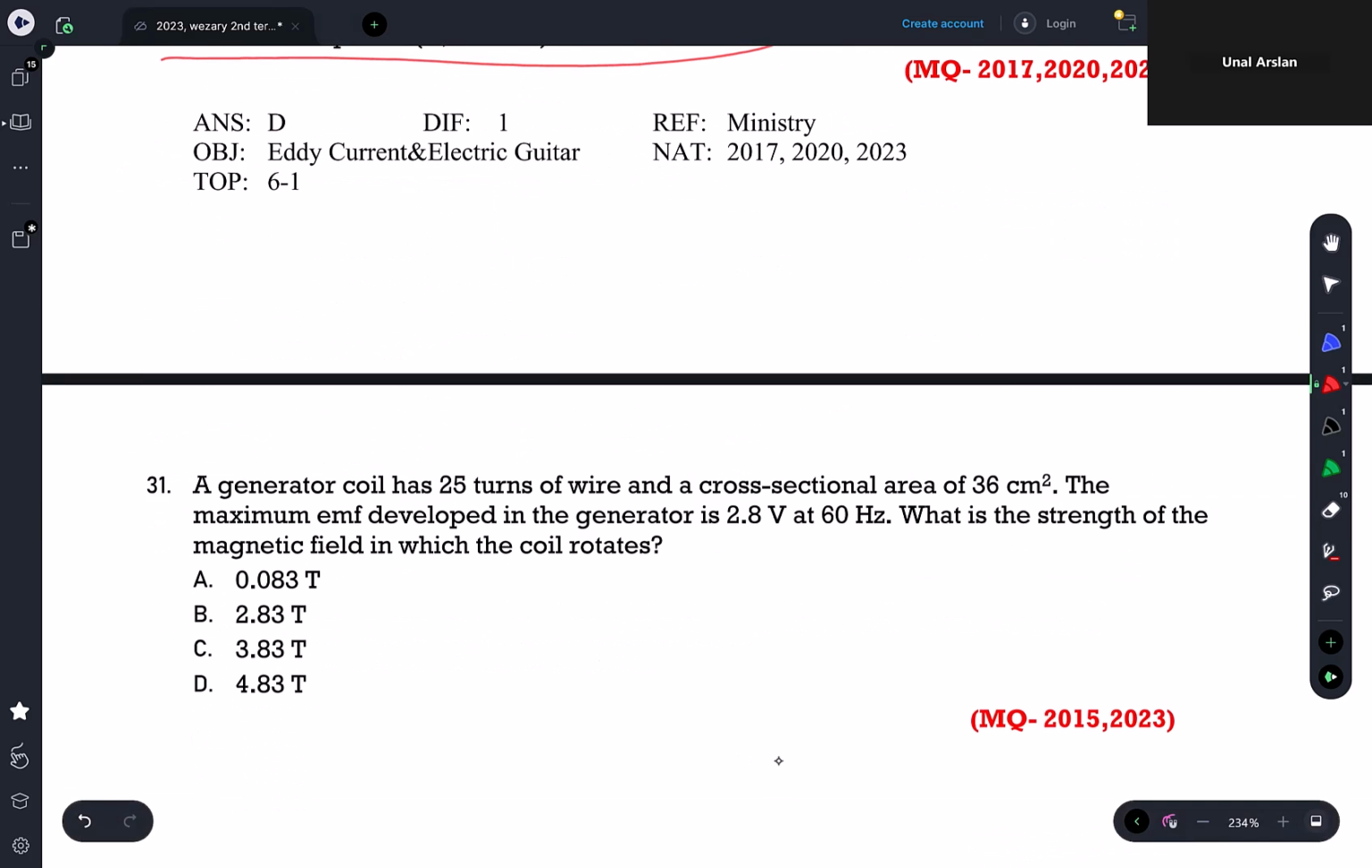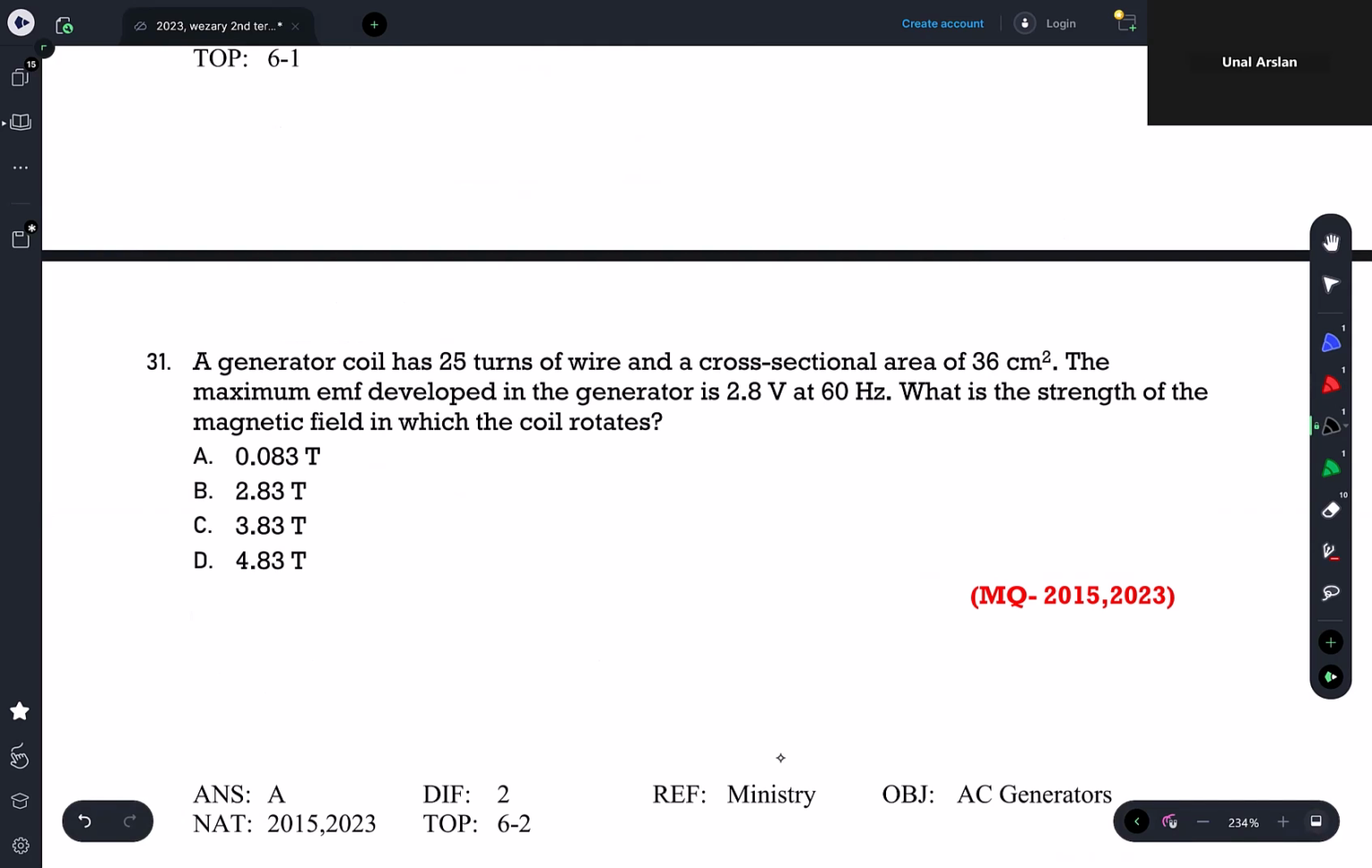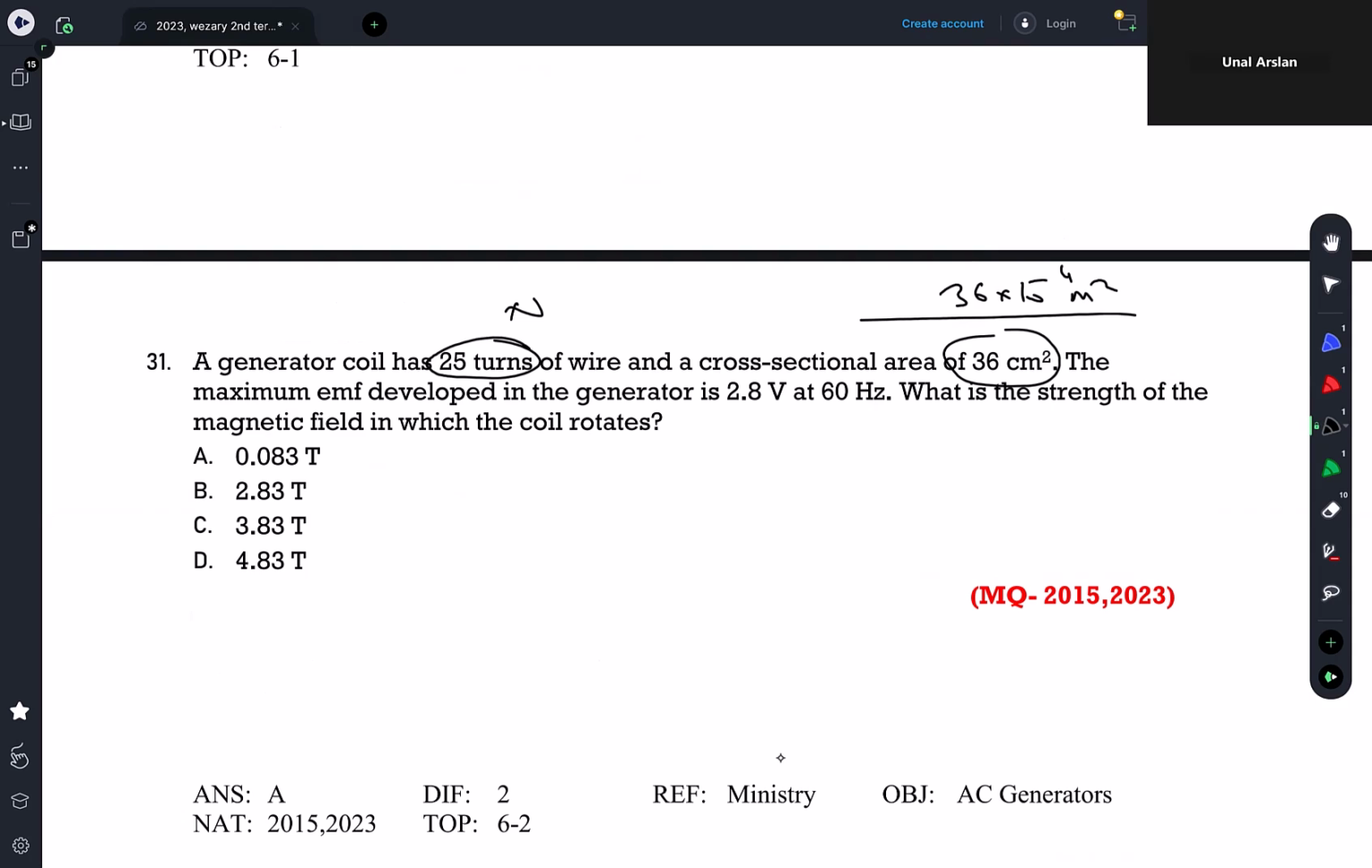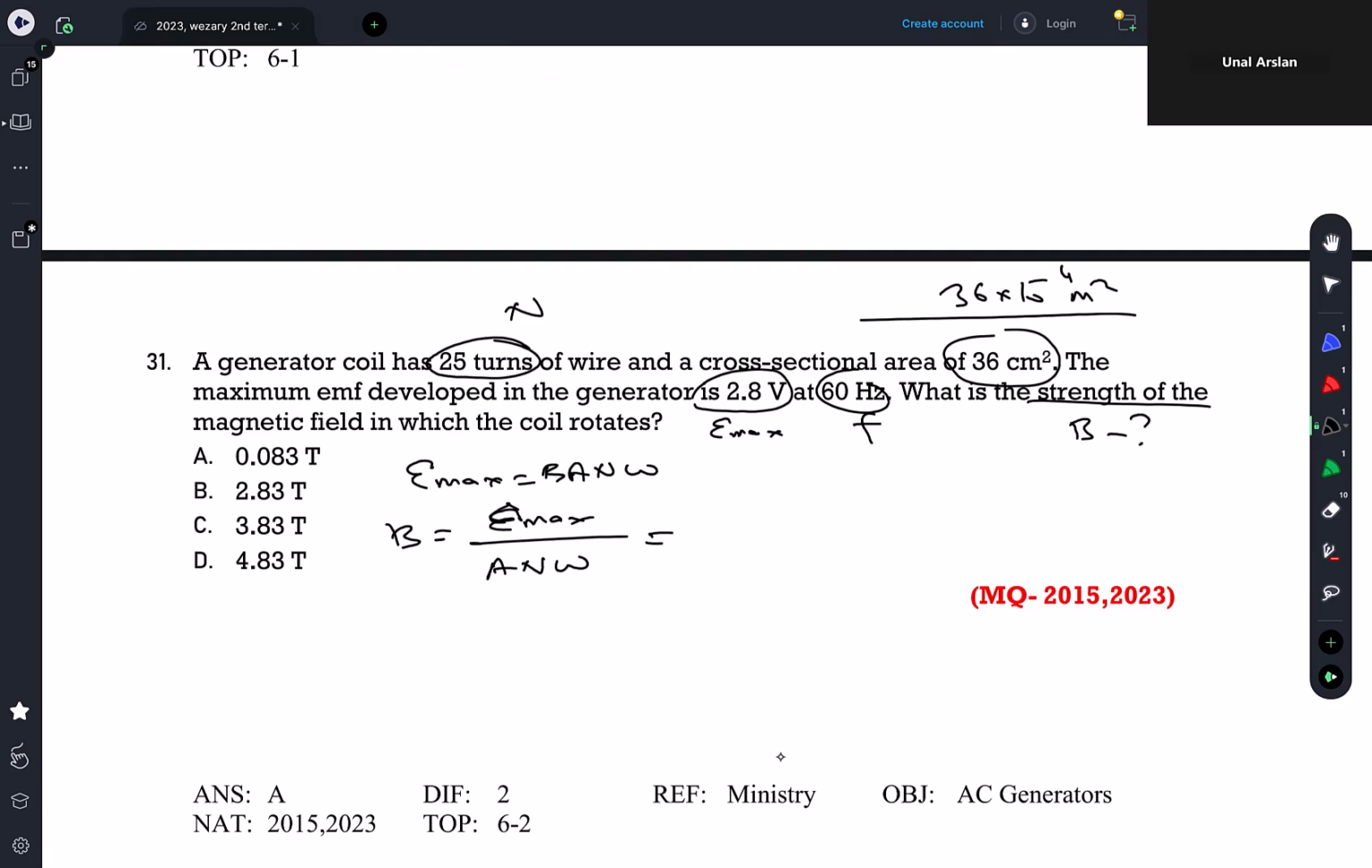Everybody knows the answer. A generator's coil has 25 turns and cross-section area 36 centimeters squared, 36 times 10 to the power negative 4 meters squared. Be careful. Centimeter and centimeter squared are different. The maximum EMF developed in the generator is 2.8 volt, which is E max, at a frequency of 60 Hz. What is the strength of the magnetic field? I will use the E max equation, which is N B A omega. Then B is going to be E max divided by N A and omega. E max is 2.8.